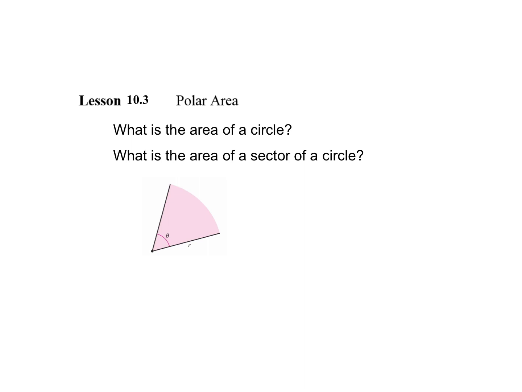Hi, this is Mrs. Gorley, and this is the 10.3 lesson in BC Calculus on polar area. So first let's start with what is the area of a circle. The area of a circle is just pi r squared.